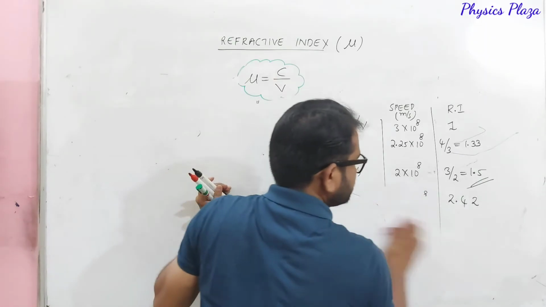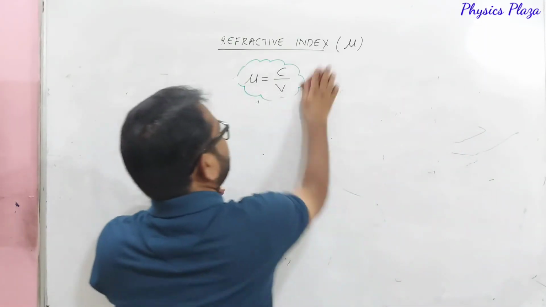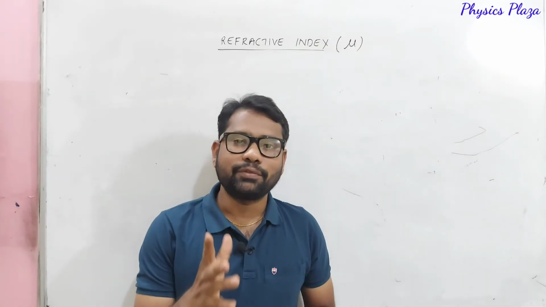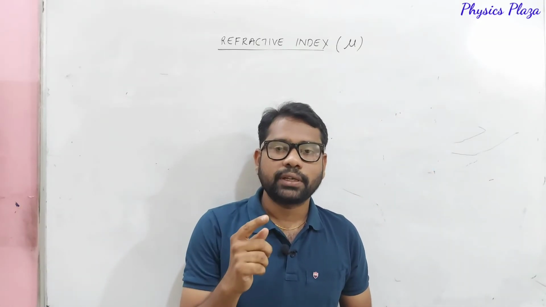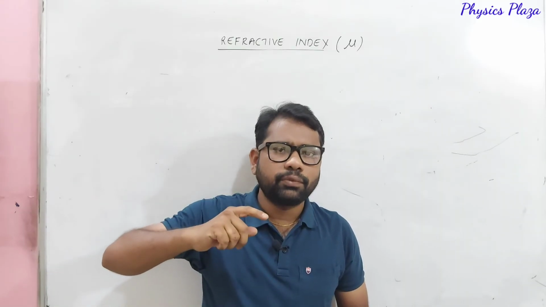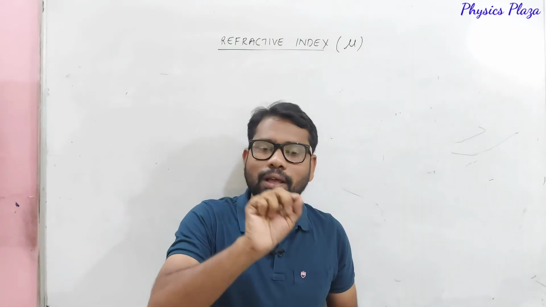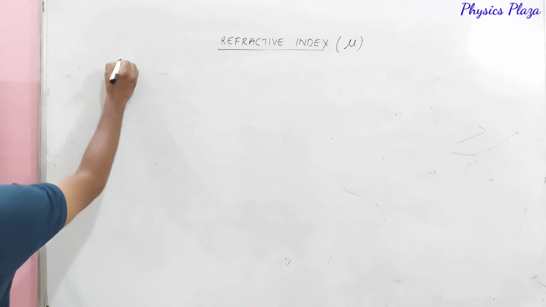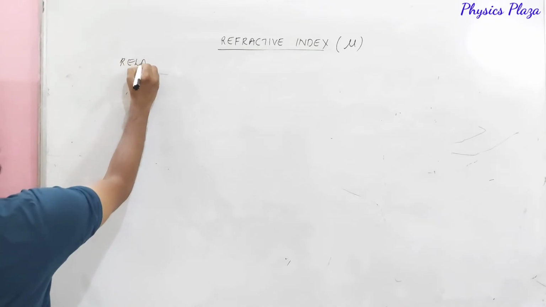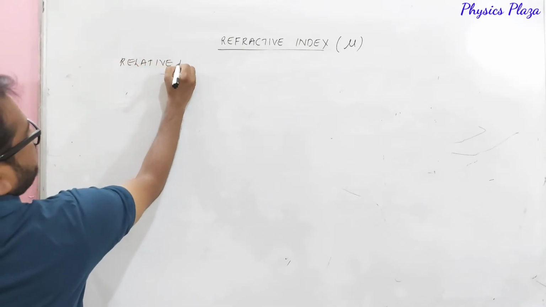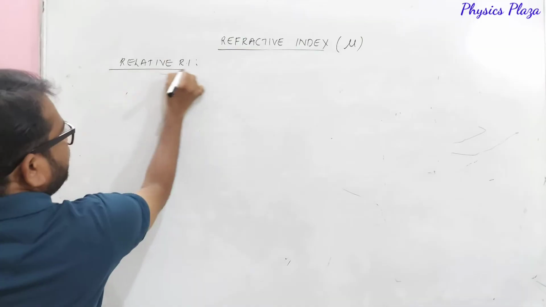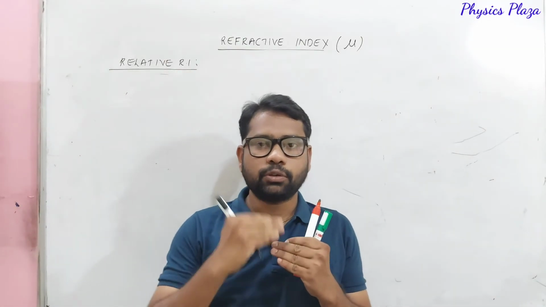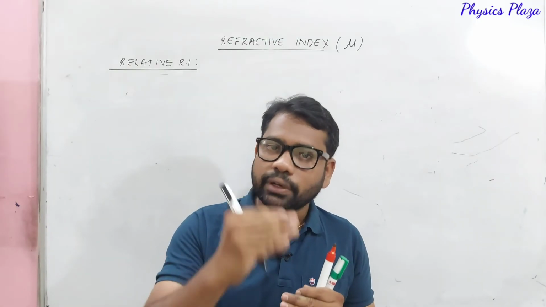Now dear children, we will discuss the relative refractive index, very, very important. So far whatever we discussed was the absolute refractive index. Children, don't get confused. Absolute refractive index is the refractive index of one medium with respect to air only. That is called absolute refractive index. Then what is the relative refractive index? Based on this also, we can expect 1 mark questions. Relative refractive index means the refractive index of one medium with respect to another medium.